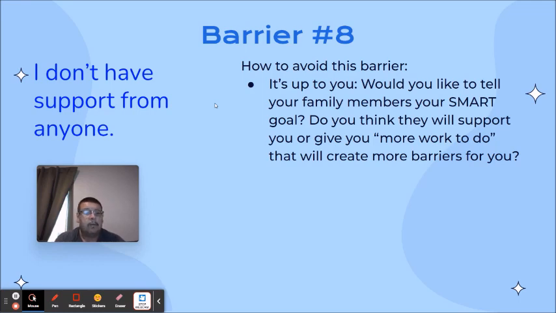Now, sometimes we feel like we don't want to tell our friends or family that we are meeting SMART goals. So, would you like to tell your family members your SMART goal? Do you think they will support you or give you more work to do that will create more barriers for you? Sometimes it's important to tell your family members and friends that you are setting a SMART goal, so that way they give you that space to yourself to practice so you can meet the SMART goal.